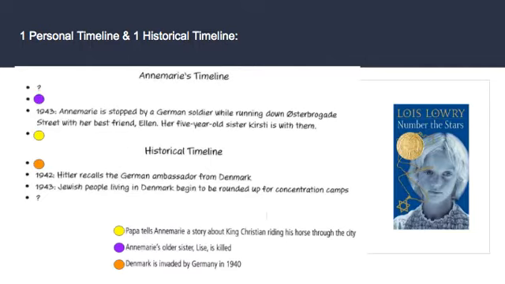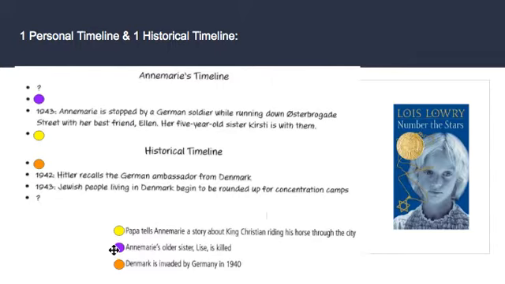Great. So let's start with the first one. Papa tells Anne Marie a story about King Christian. Well, we already know that in chapter 1, she's running down the street with her friend and she gets stopped by the German soldier, right? And that happened in 1943. So after that, in chapter 2, that's when Papa tells her the story.